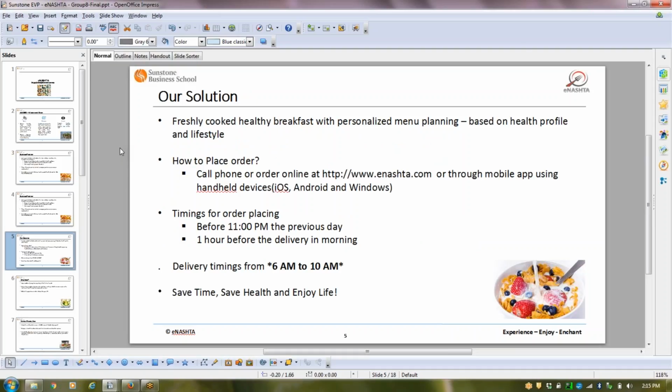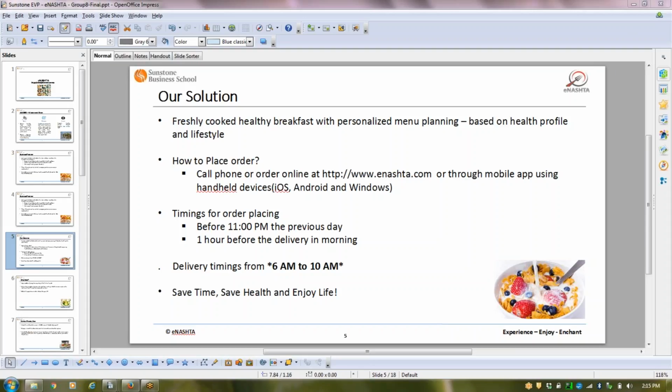So then they're talking about their solution. So what is their solution? Freshly cooked healthy breakfast with personalized menu planning. So I think that personalized menu planning is a USP, unique selling point for this company. So personalized menu planning based on health and lifestyle. What is it? Just health profile and lifestyle.